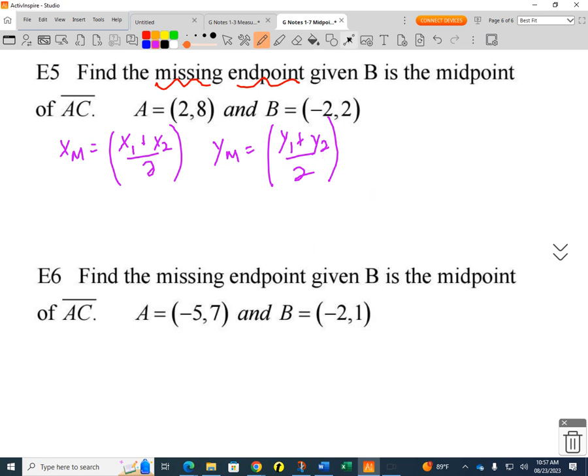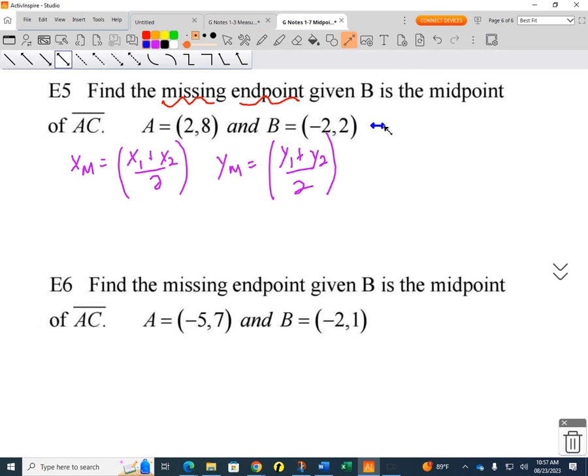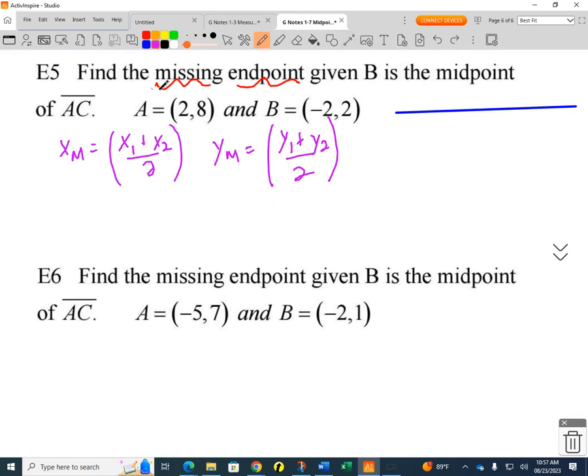So let's draw ourselves a picture here, so we have a diagram to work from. It says find the missing endpoint of AC. So we know that this is A, and we know this is C, and it tells us that B is the midpoint. So we're going to mark them congruent. That means AB and BC have the same measure. That means B is the middle of that segment.